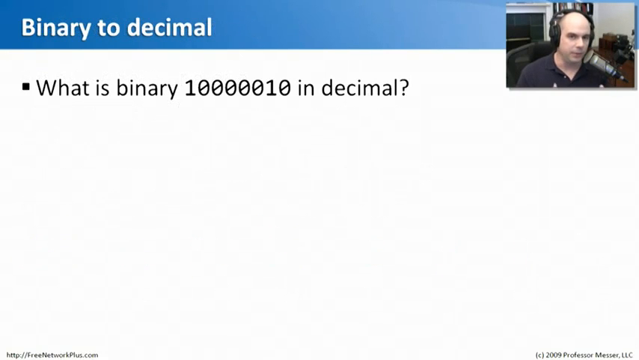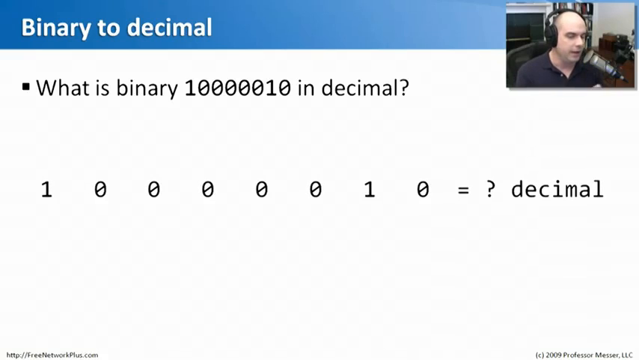One good way to learn binary math is to jump right into it. So I've created a problem here. What is binary 10000010 in decimal? Well, if you've never done any binary math before, you may be looking at that and wondering, how in the world am I going to convert these strange strings of ones and zeros into a decimal number that we human beings usually understand? We work in decimal every day. We rarely work in binary, but the conversion process is extremely easy.